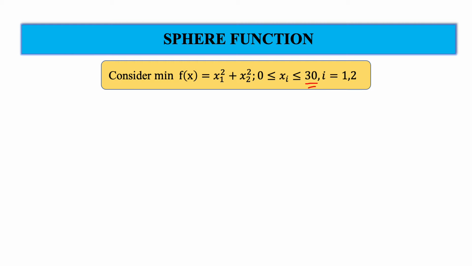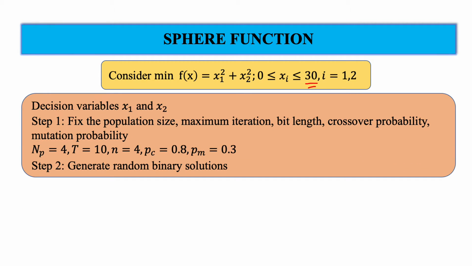First, we know that we have two decision variables. Before applying binary coded genetic algorithm, we need to fix the value of population size, maximum iteration, bit length, crossover probability and mutation probability. All these are user defined variables. For this problem I am going to use a population of 4 with 10 iterations, and my bit size will be 4. Probability of crossover is 0.8 and mutation probability is 0.3.